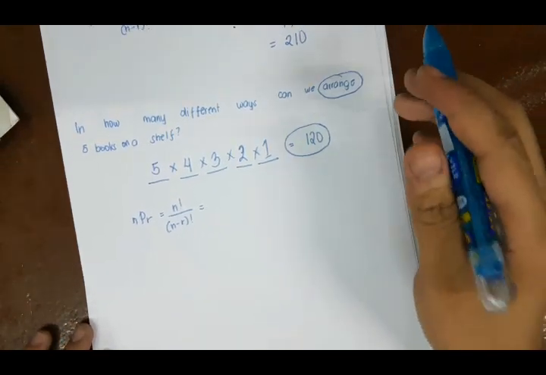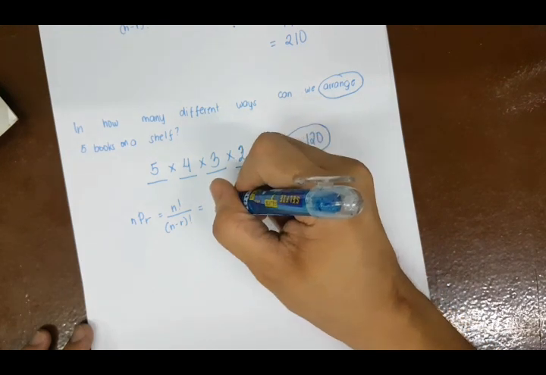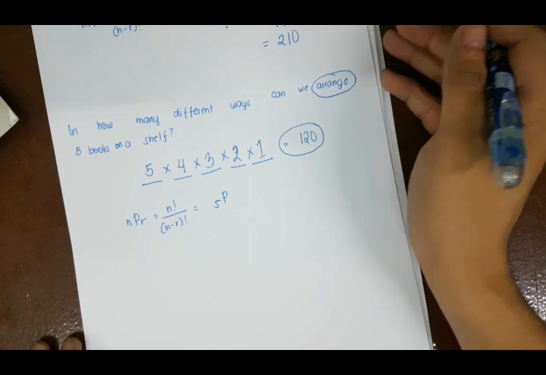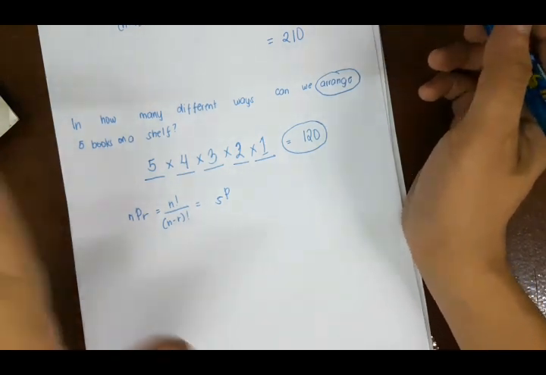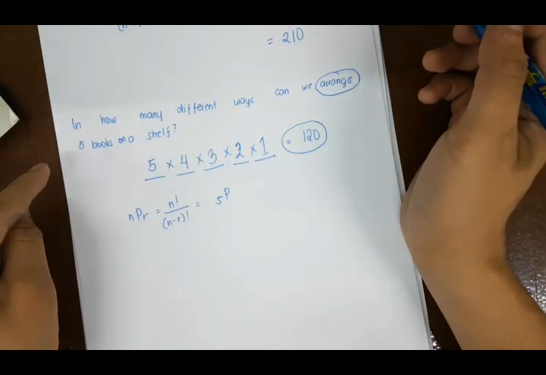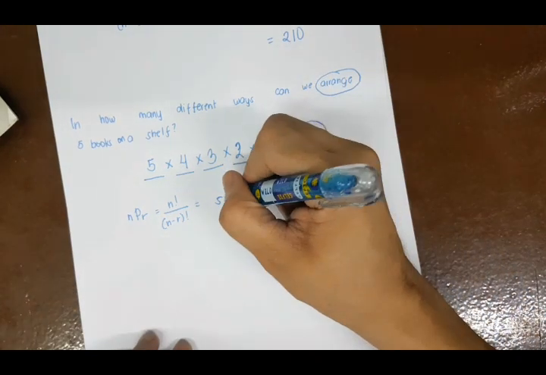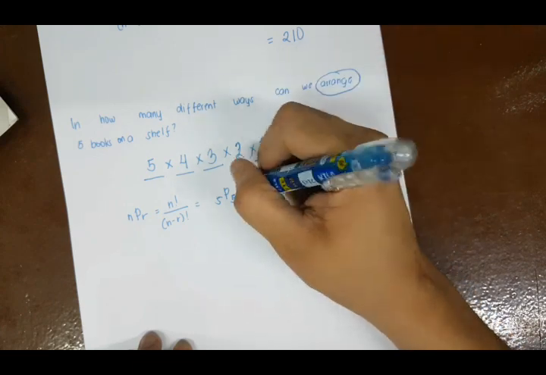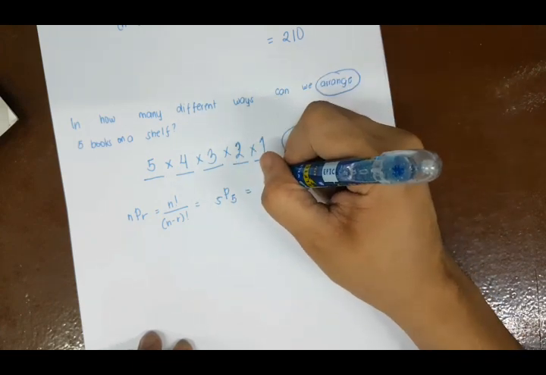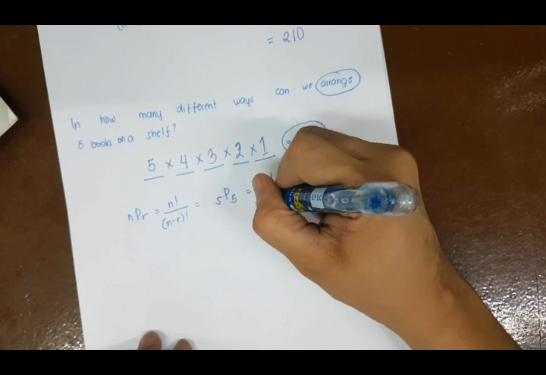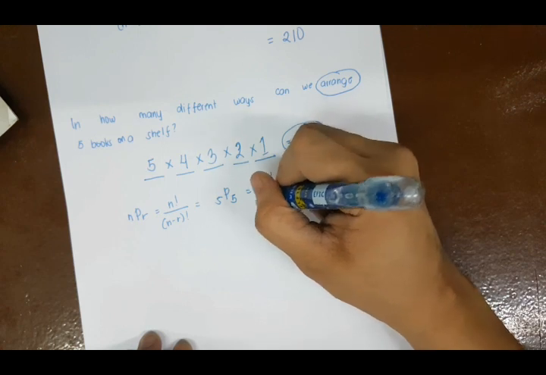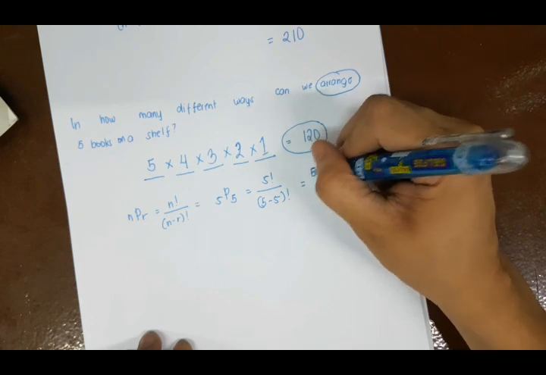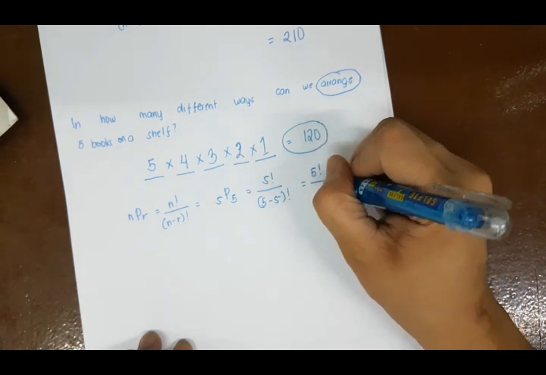So the total of books is 5, and we are going to arrange all 5 books out of the 5 books given. So our r here is 5. So 5 permutation 5. Let's substitute. So 5 factorial over 5 minus 5 factorial. So just 5 factorial, and 5 minus 5 is 0 factorial.